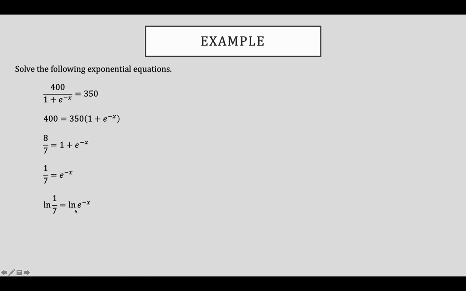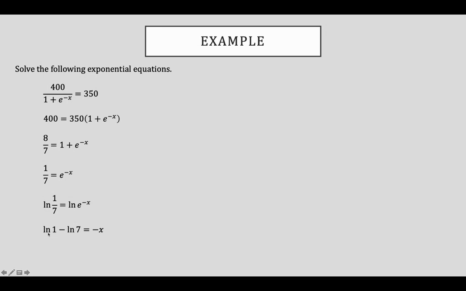Logging with the base of e and exponential quantity with the base of e are inverse operations, which will cancel each other out. Now, on the left-hand side, notice that we have division inside of a log. And we can use the properties of logarithms to expand that. This is the natural log of 1 minus the natural log of 7. So, why would we want to expand that?